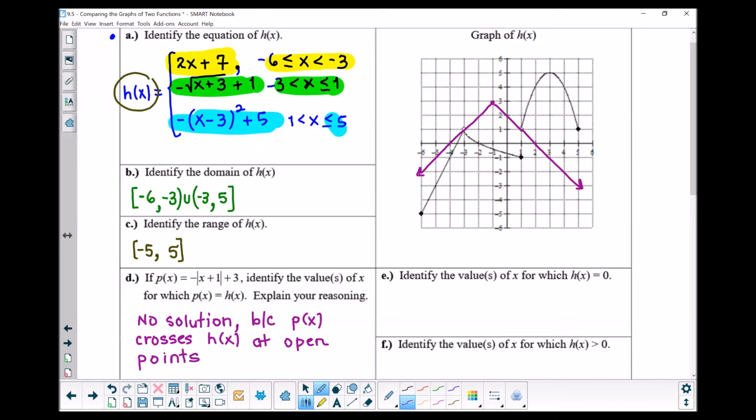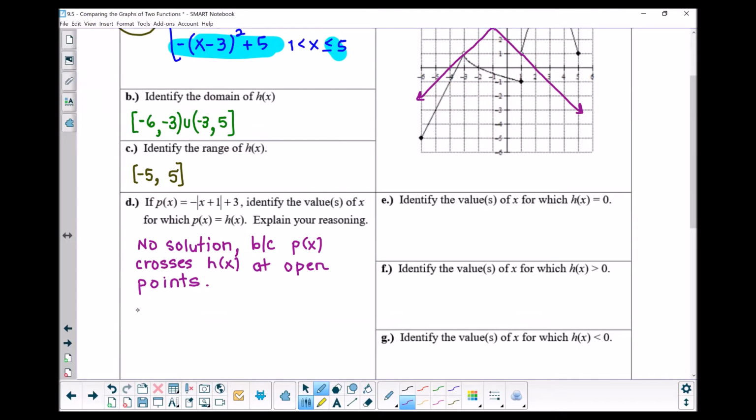There's a lot of different ways that you can say this, and I'm being a little bit more informal than I want to be. I don't like saying crosses H of X at open points. The best explanation would be intersects H of X at points that aren't defined on H of X. But I've got 2 years to get you guys, 3 years in some cases, to get you guys used to using more formal language like that. Okay? I'm going to jot that down just so that it's here, but this is the best explanation.